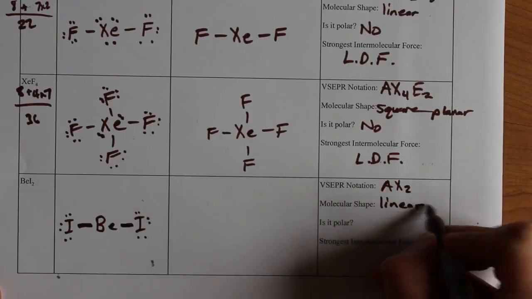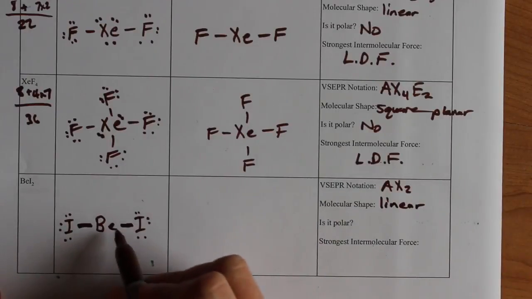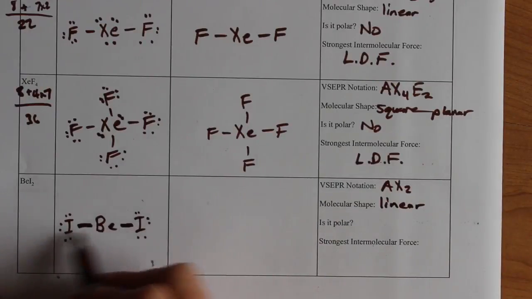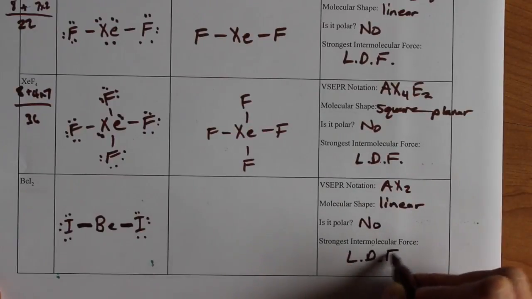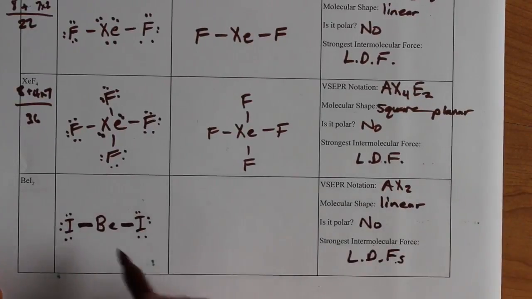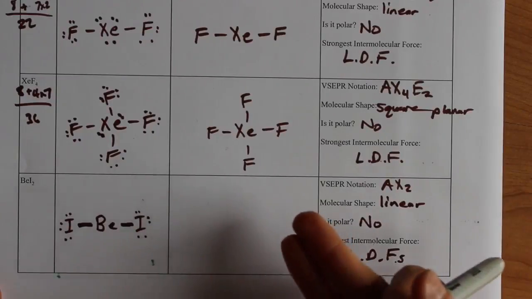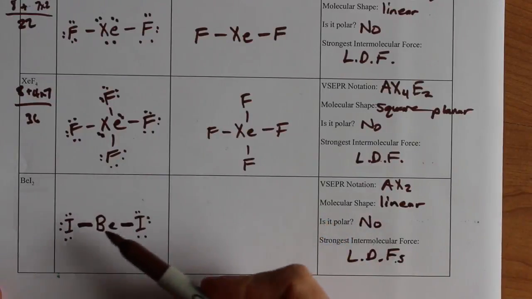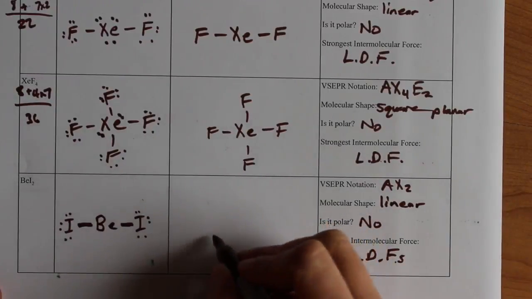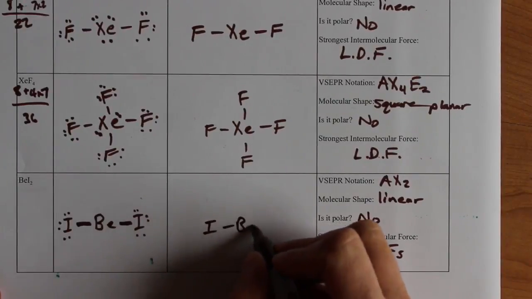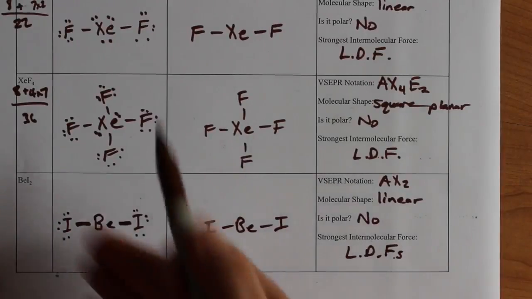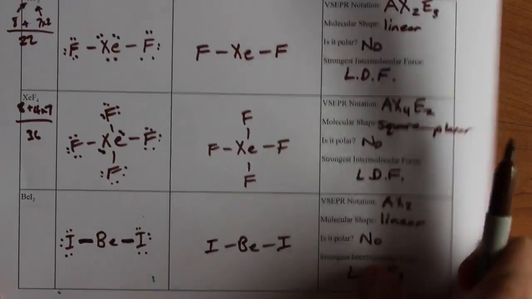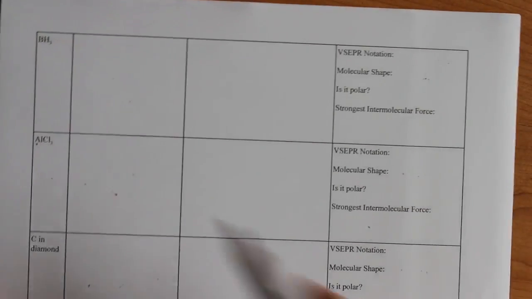AX2, like carbon dioxide, is linear, and because they are the same atom on either side of the beryllium, it is not polar either. LDFs here as well. I can't remember if BeI2 is actually ionic, but in the gas phase, I believe it forms a molecule like this. Again, because it is linear, you can lay it flat against the page and there's no 3D structure there either.